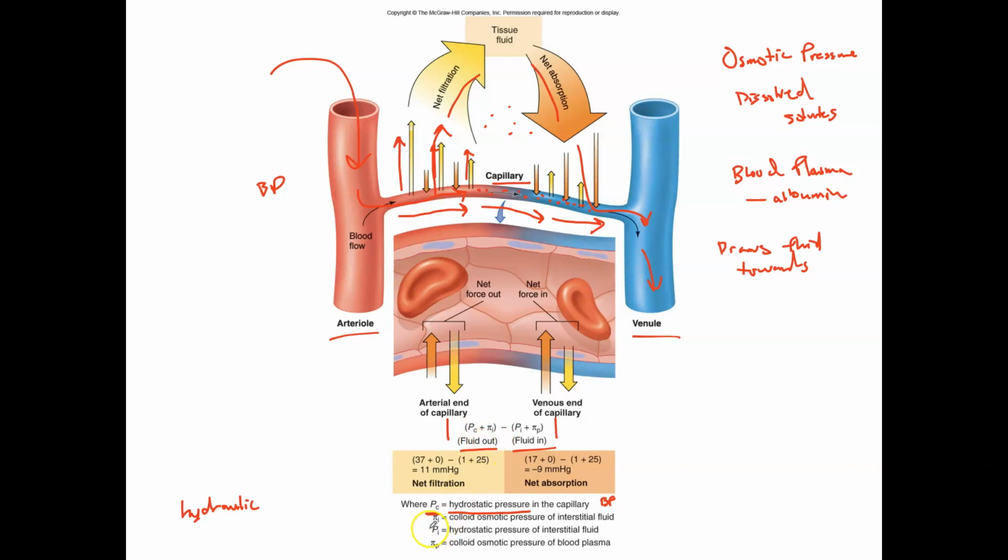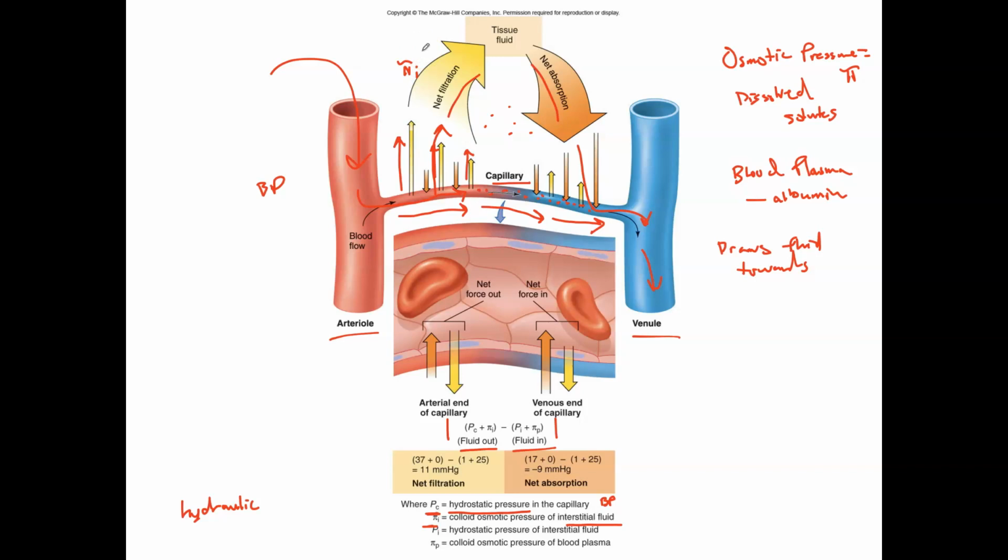Pi sub I. When you see pi, pi is your osmotic pressure. So we're using the Greek letter pi to represent osmotic pressure. So pi sub I represents the osmotic pressure in the interstitial fluid. Okay, so pi sub I is out here. Any sort of solutes that are drawing water out of the cardiovascular system.